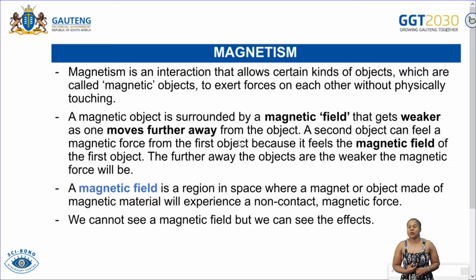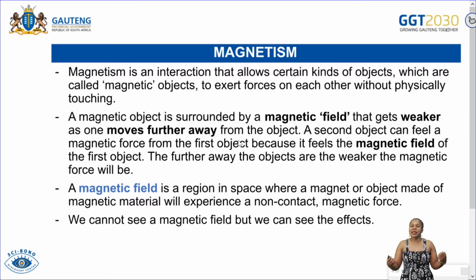So let's get started. What is magnetism? Magnetism is an interaction that allows certain kinds of objects, which are called magnetic objects, to exert forces on each other without those objects physically touching. So what we mean is that a magnetic object is surrounded by what we call a magnetic field that gets weaker as you move further away from the magnetic object.